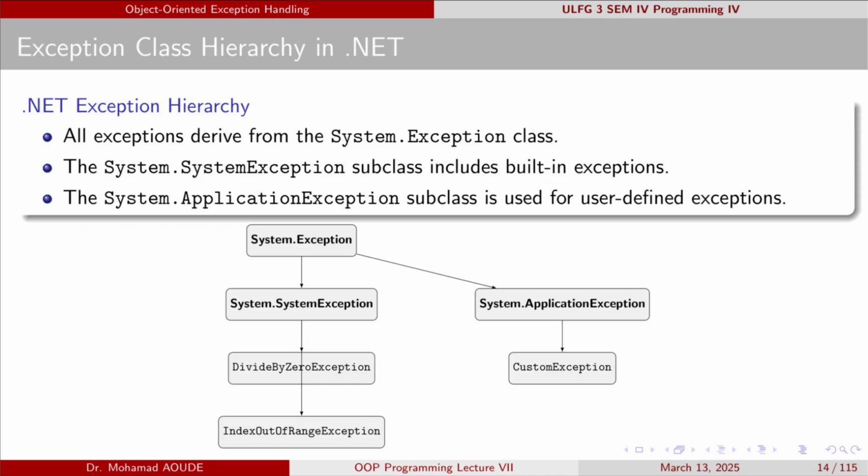Here's the hierarchy. System.Exception is the root. Built-in runtime exceptions inherit from System.Exception. You can create your own by inheriting from ApplicationException or Exception. This structure provides a flexible and organized way to handle both standard and custom errors.